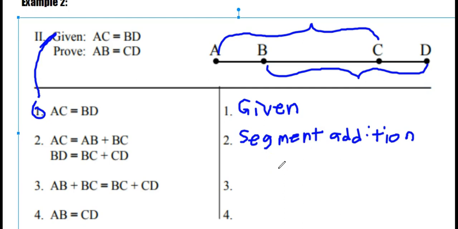So now we have AB plus BC, talking about this thing, equal to BC plus CD. Well, that's simply going to be substitution. Substitution.